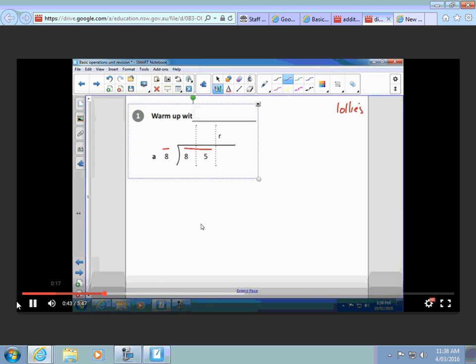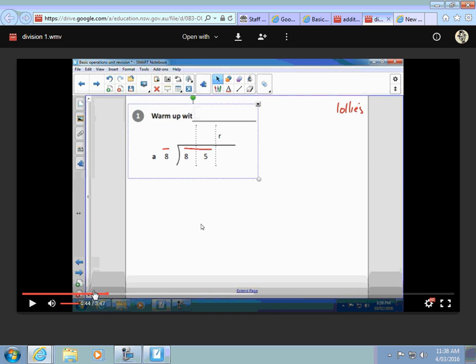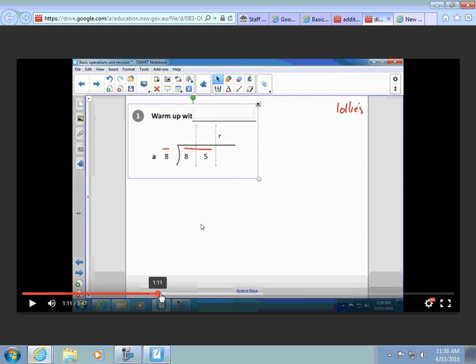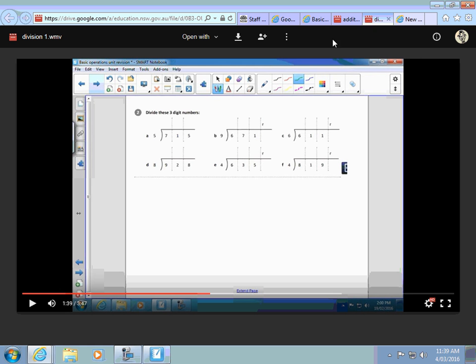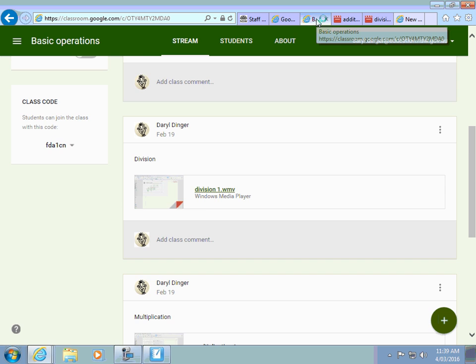You can see, once again, we've got a worked example. The clip goes on for about 3 minutes, so I'm not going to run the whole thing through for you. And then we come into some examples for the kids to do in their books, and the following day at school we work some more examples in class. So that was division, then we go down to multiplication.